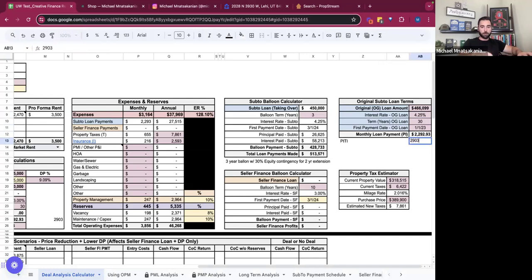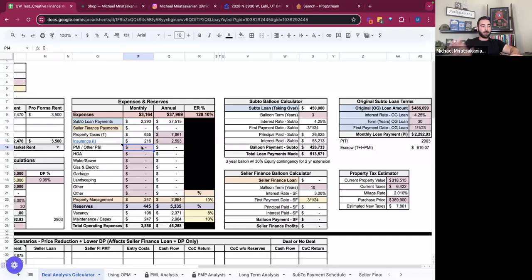is 2903. So that means their escrow, which is taxes plus insurance plus, in this instance, PMI, equals the difference between these two. So the monthly payment minus the monthly loan payment, the escrow is 610.07. That means this $610 is split between taxes, insurance, and the private mortgage insurance.